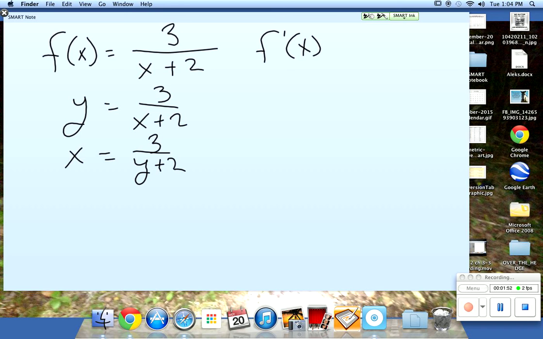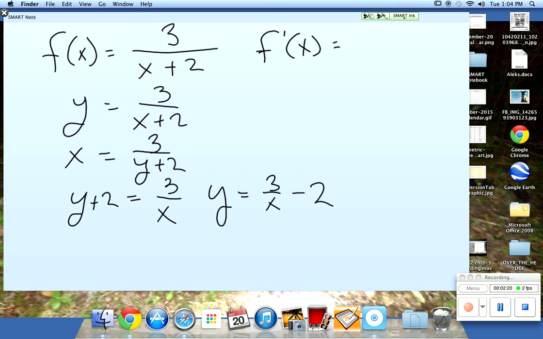We can bring y plus 2 up here, bring x down below over here, so we just switch them around, and then we subtract by 2. This is your horizontal asymptote. When you look at this equation, that would be your f prime of x. This would be f prime of x up here, 3 over x minus 2.